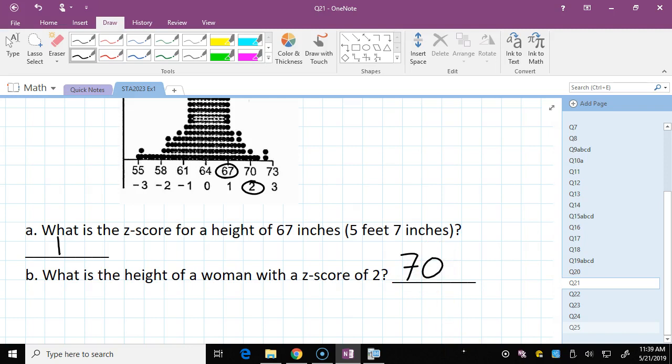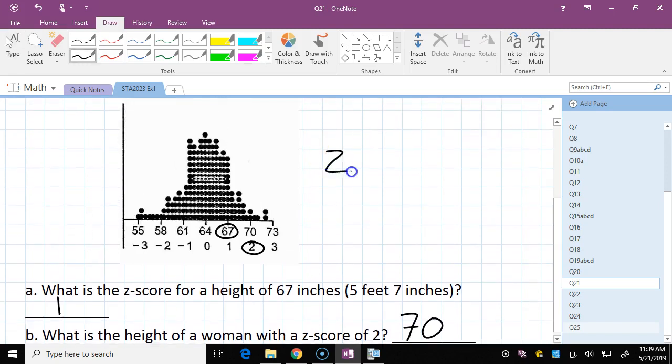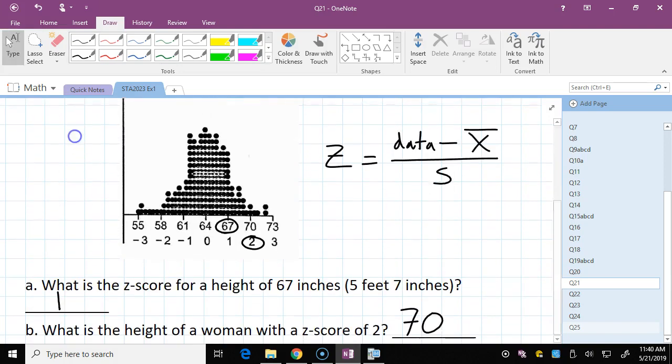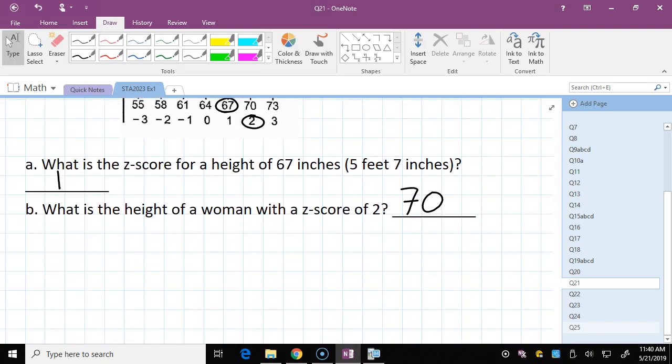But remember, we do have a formula for z-score that you could have used. Remember, the z-score is equal to your data entry minus the mean divided by your standard deviation. So for part A, you actually worked it forward. You'd take 67 minus the 64 divided by the standard deviation of 3. In part B, you'd be working that formula backwards. Solve it like a proportion.